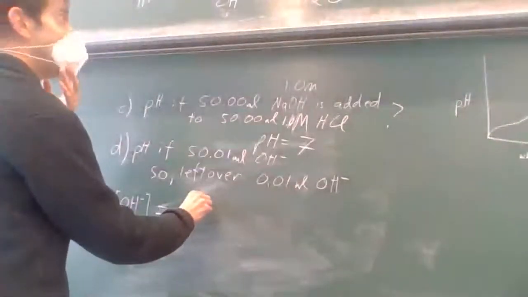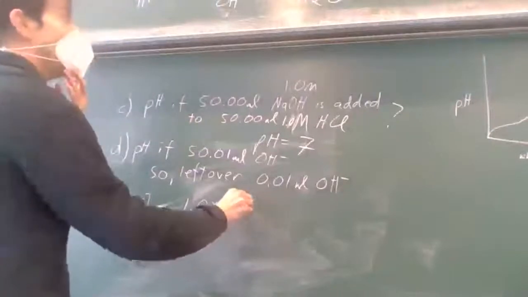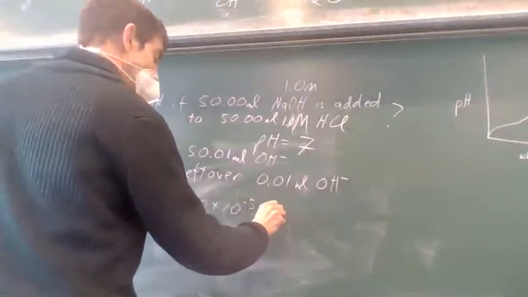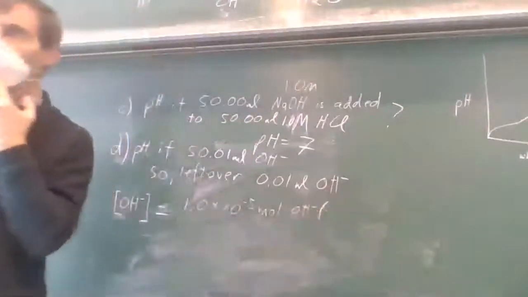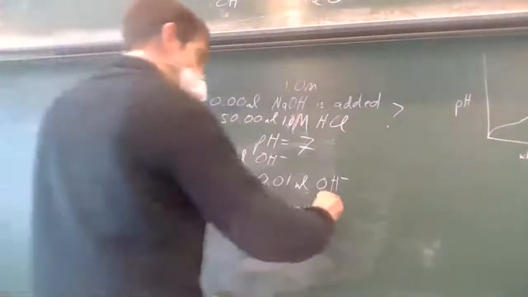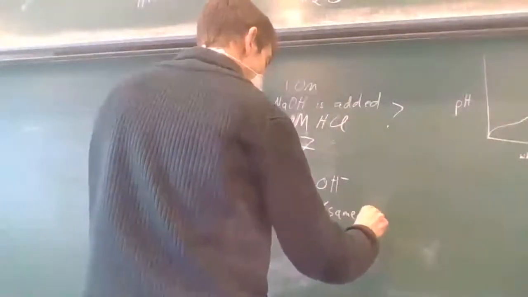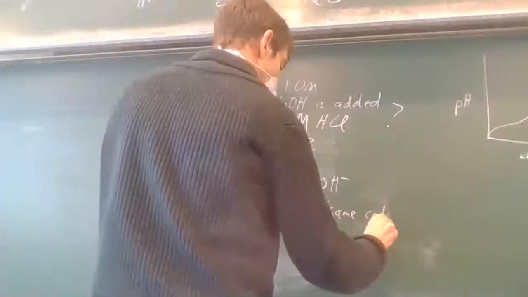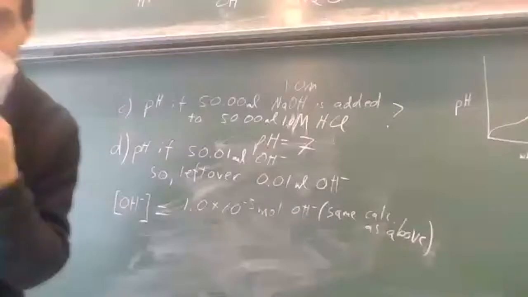1.0 times 10 to the negative fifth moles OH minus. And in your notes, you can say like up above, you know what I mean? It's the same calculation. Same calc as above. Good.